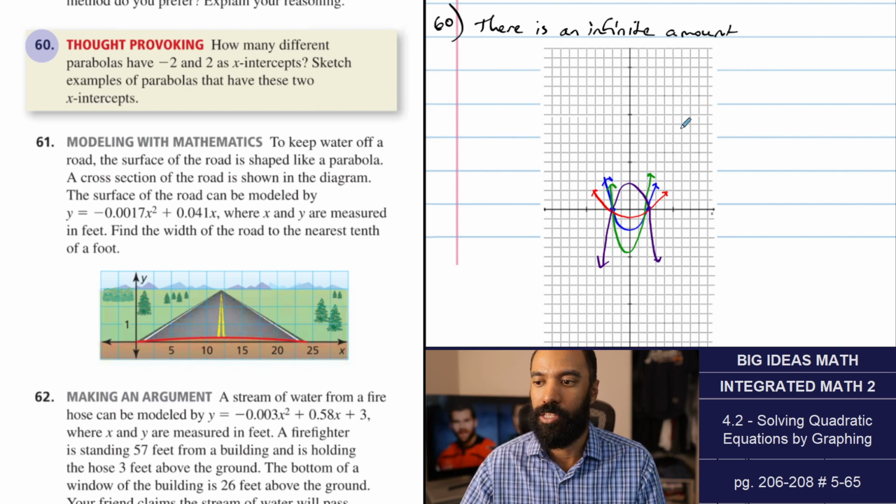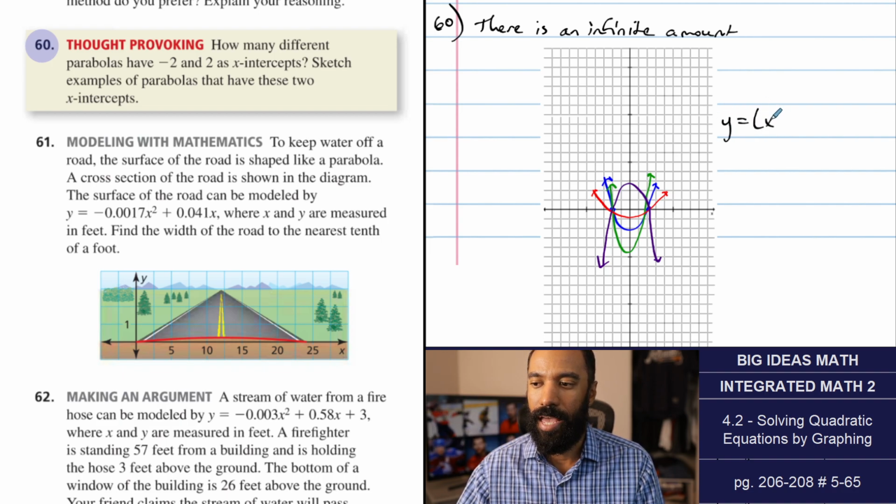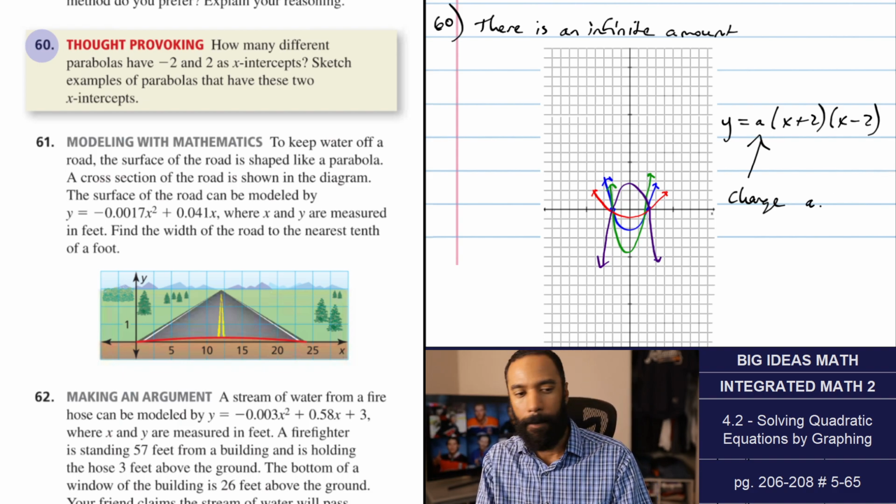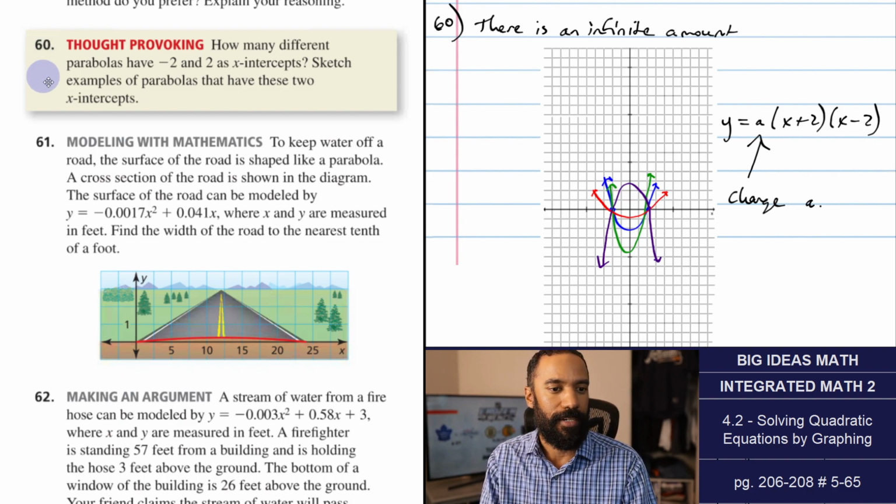Basically change the a value, right? This is just y equals a times (x plus 2) times (x minus 2). Just change a, as long as it's not 0. As long as a is any number that's not 0, then you have an infinite number of quadratics that work out there. All right, number 61.